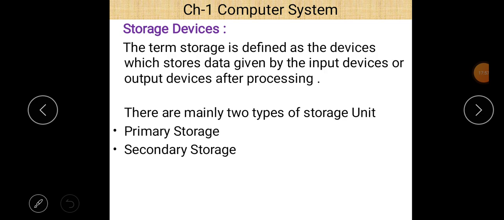So after processing, if you want to store the data permanently, the data goes to secondary storage, and what we receive from the input device, that data goes to primary storage for further processing.